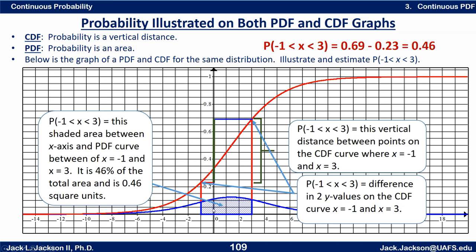So the CDF probabilities or area, PDF, no, let me say it right. The PDF probabilities are areas. CDF probabilities are vertical distances.